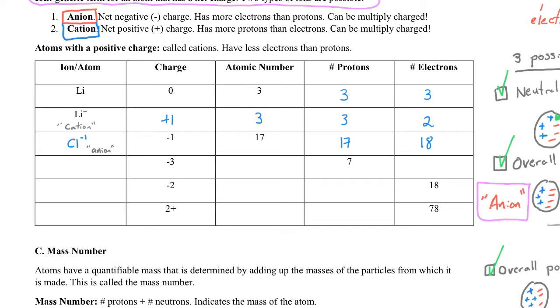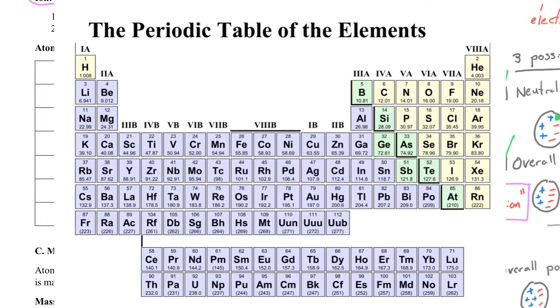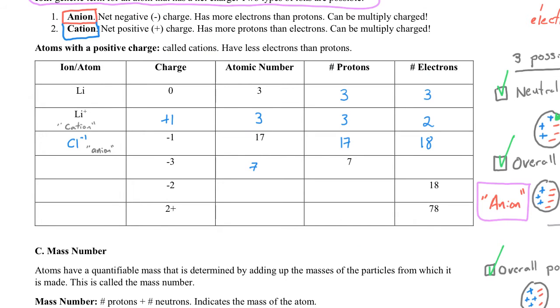In the next row, we're only given the number of protons and the charge. From this, we have to figure out the atomic number, the number of electrons, and the identity of the ion or atom. Let's start with the number of protons. We see there are 7. This means we're dealing with something that has an atomic number of 7. What element has an atomic number of 7? That's right, we can look at the periodic table to find out. Here we see that nitrogen is the element with atomic number 7. It has 7 protons in its nucleus.